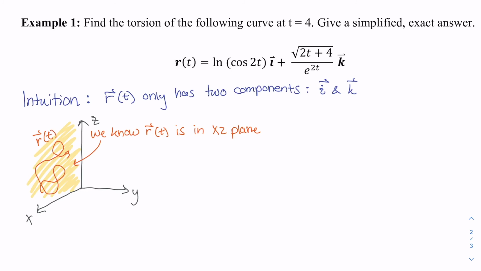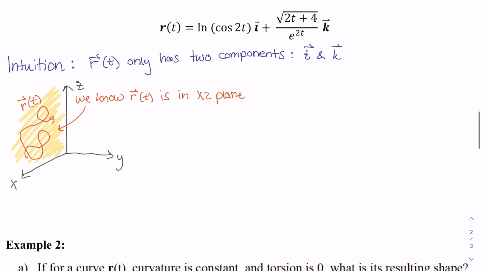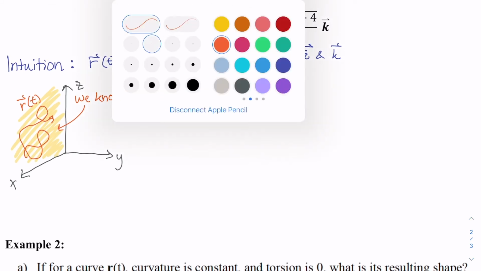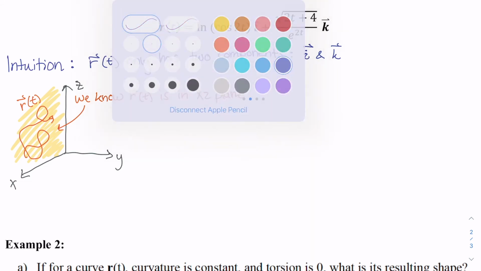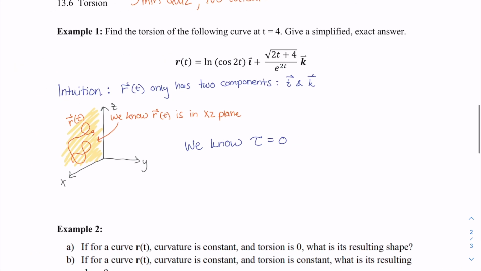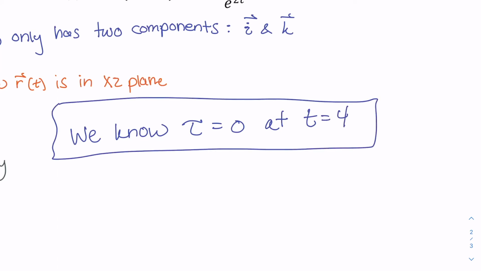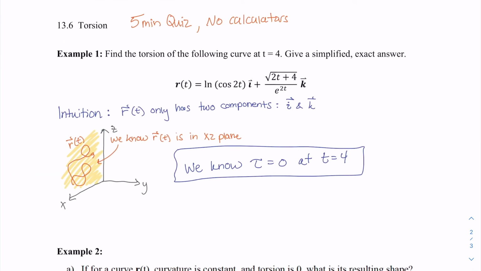And so because the entire curve is contained in a plane, it only has two components, then we can say definitively, without doing any calculations, that we know that torsion is equal to 0 at every given value of t. So that would include at t equals 4. So that's the answer to this question. You really only needed a couple seconds if you knew the conceptual meaning of what torsion was.